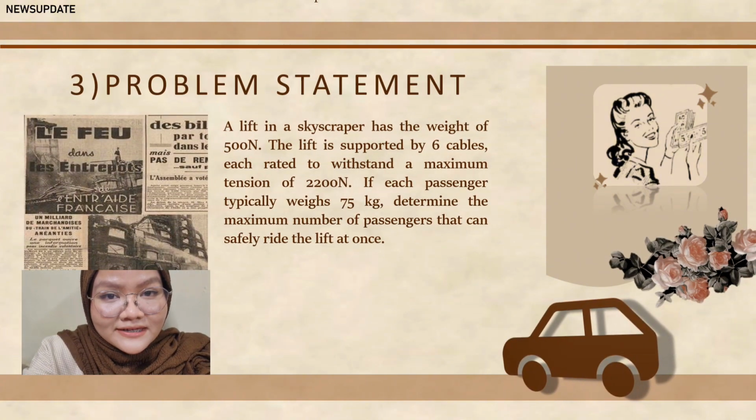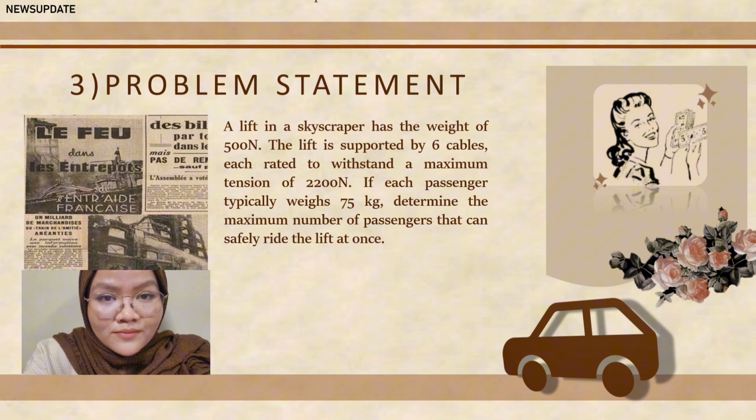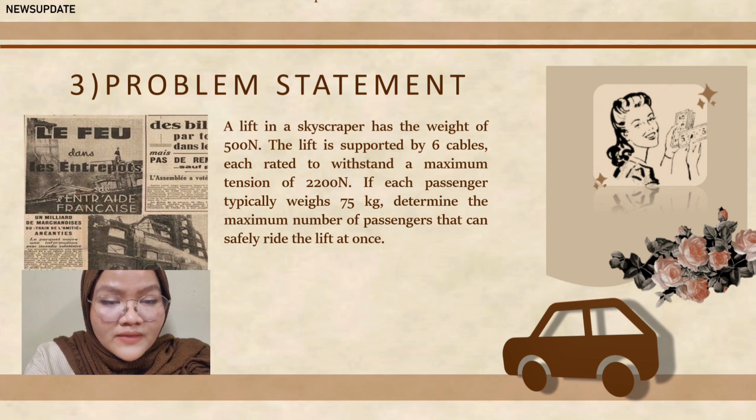To ensure that you really understand our topic, we will go through another problem. Problem 3. A lift in a skyscraper has a weight of 500 Newton. The lift is supported by 6 cables, each rated to withstand a maximum tension of 2,200 Newton. If each passenger typically weighs 75 kg, determine the maximum number of passengers that can safely ride the lift at once. So now we will try to understand the question.